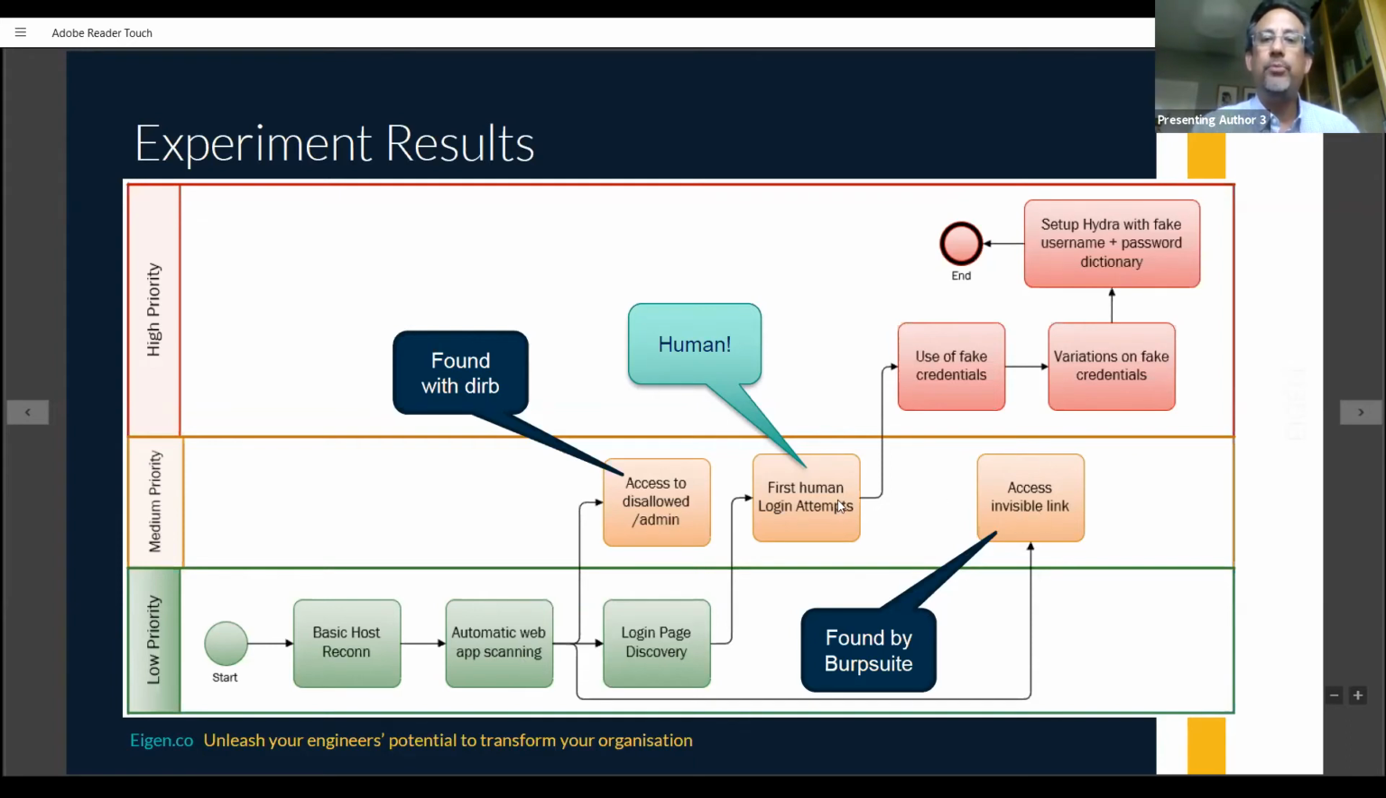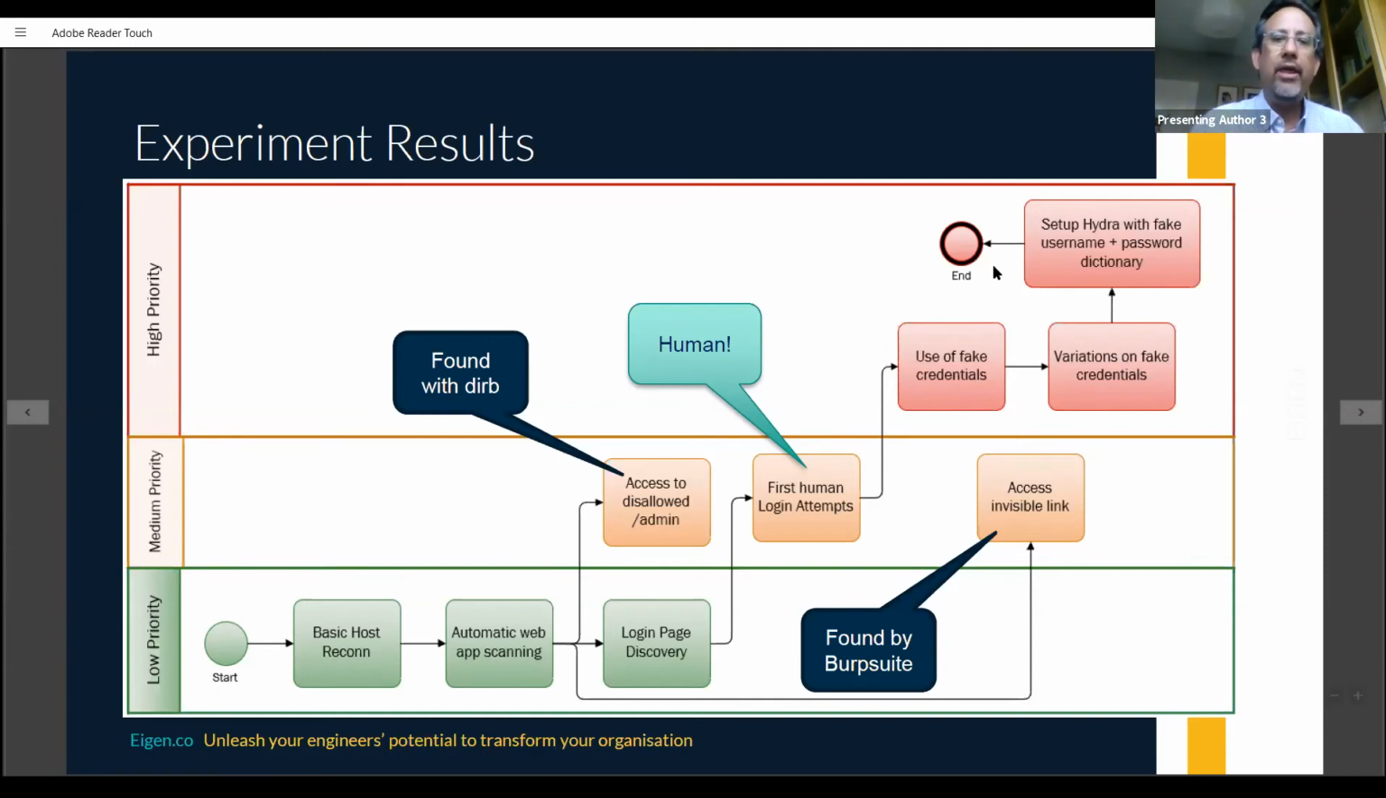Now, from the first human attempts, we find the first indication of a high priority indicator, because the fake credentials planted as comments were used. Not only that, but after that, there were variations on the credentials. And finally, those credentials were used to set up Hydra for a brute force attack using the fake username and a whole dictionary of passwords. And finally, the test concluded.